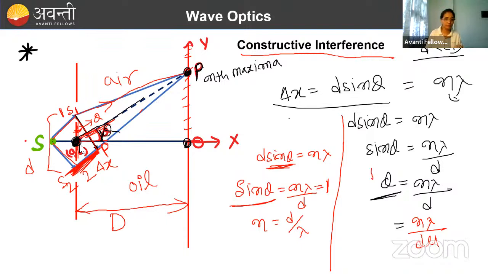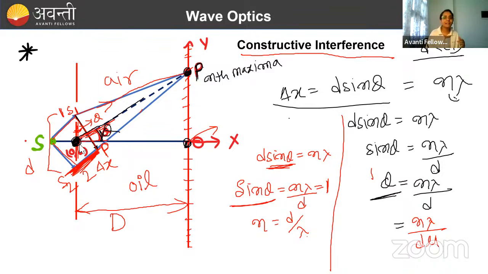So the maximum number of maxima that we are going to get this side is d by lambda. Similarly, the same number of maxima we will be getting this side also, d by lambda. So the total number of maxima, excluding the central maxima, will be 2d by lambda. If we include the central maxima, one will get added. So this many maxima we are going to get.